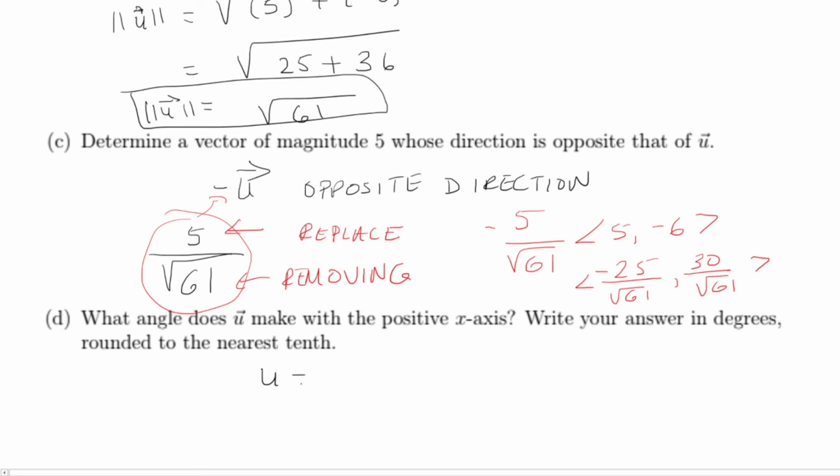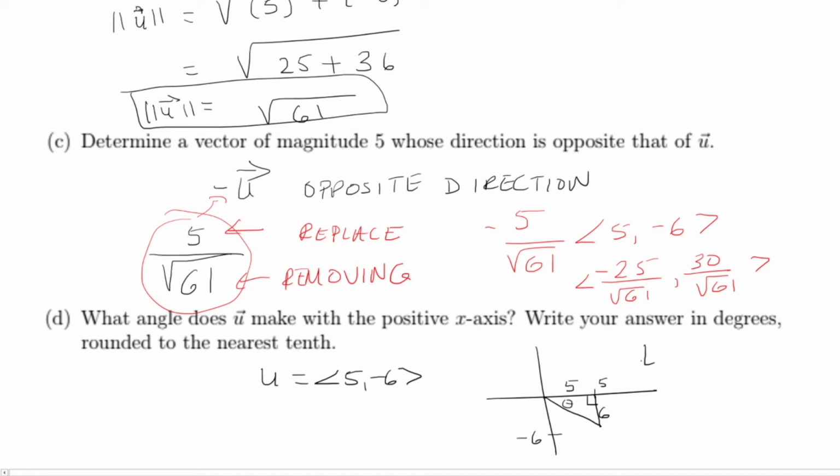Our vector U is 5 comma negative 6. So we're interested in seeing what angle this makes with respect to the positive x-axis. So let's draw this right triangle here, our vector being the hypotenuse. Call this angle theta. We know that the length here is 5, the length is 6.